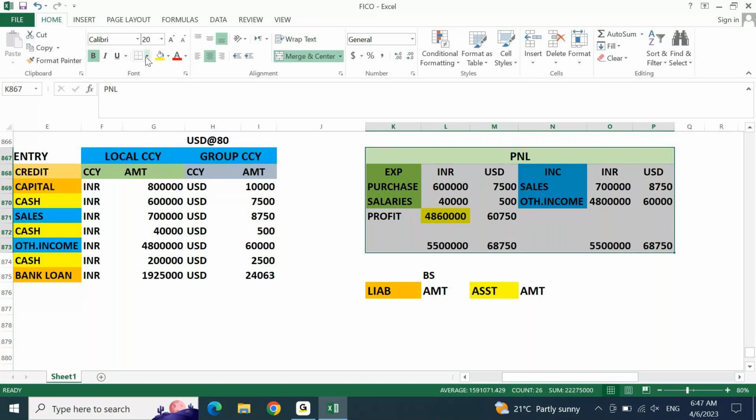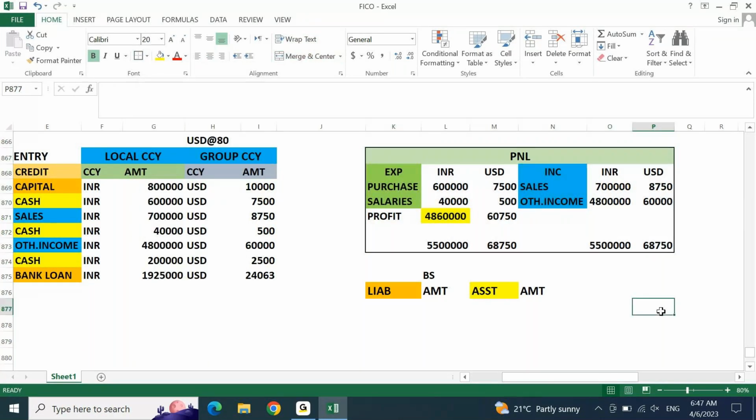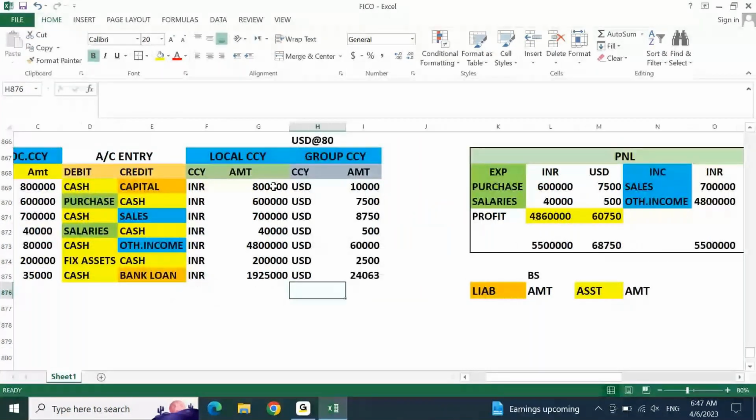Now this is your P&L. Is P&L clear? How we prepared this P&L? Yes, sir. Now next, let us prepare the balance sheet.